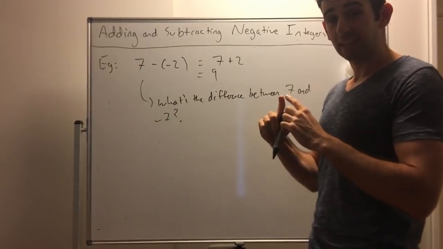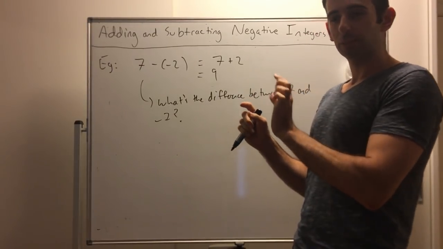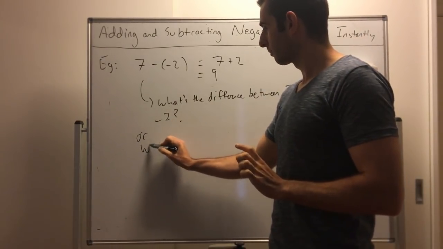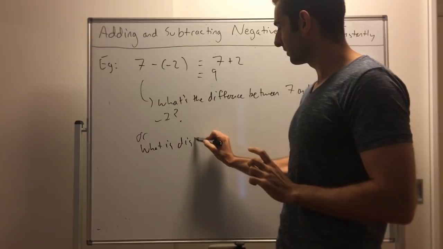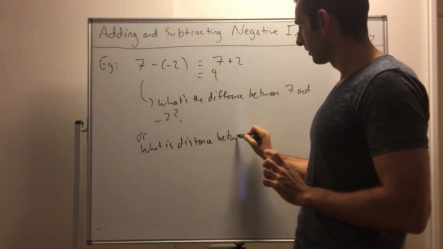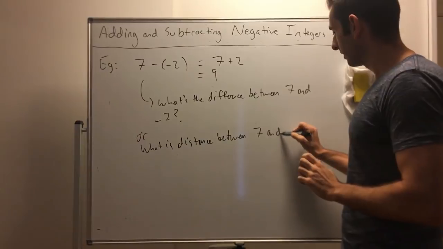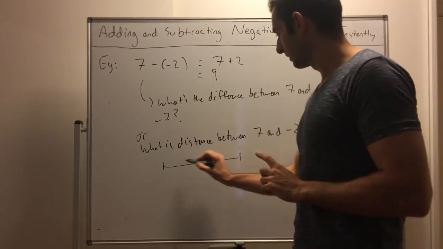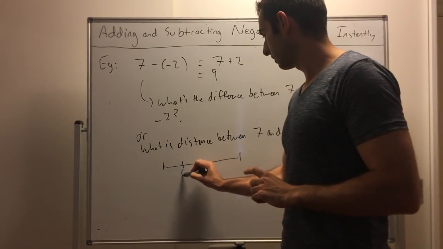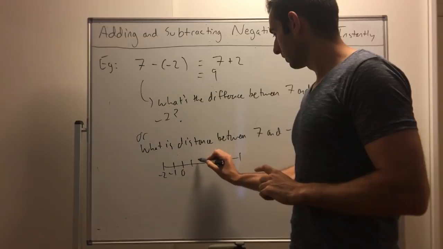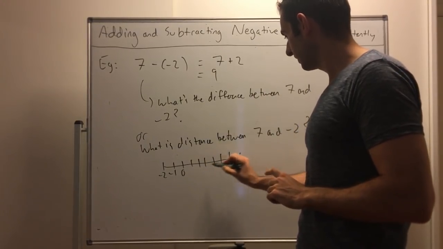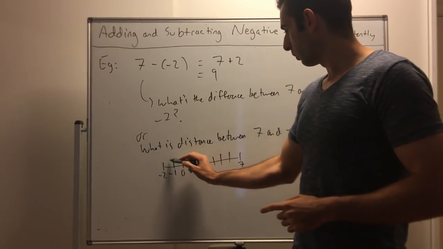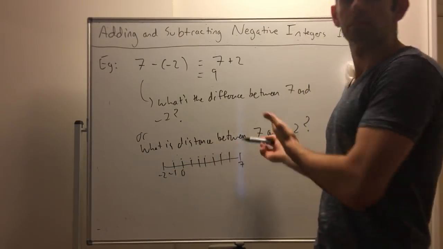Another way to restate that is, when you're talking about the difference between numbers, it's distance. It measures the distance between numbers. So what is the distance between 7 and minus 2? If you draw a number line, let's go here, 0, 1, 2, 3, 4, 5, 6, and 7. Count the distance between 7 and negative 2: 1, 2, 3, 4, 5, 6, 7, 8, 9.